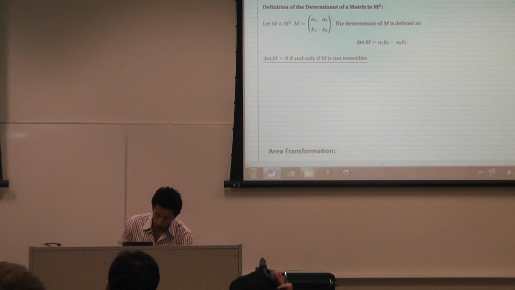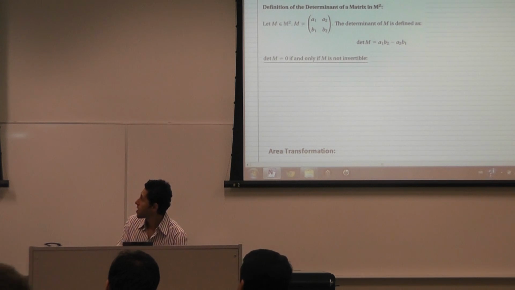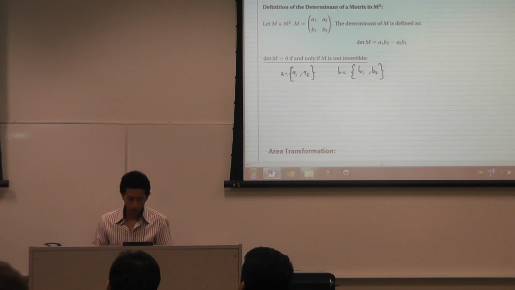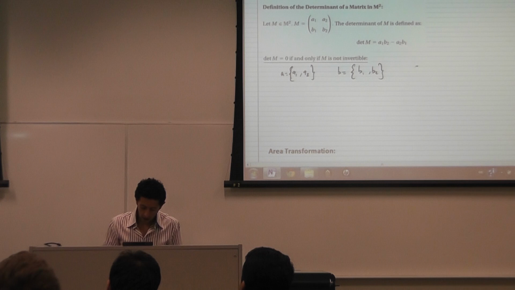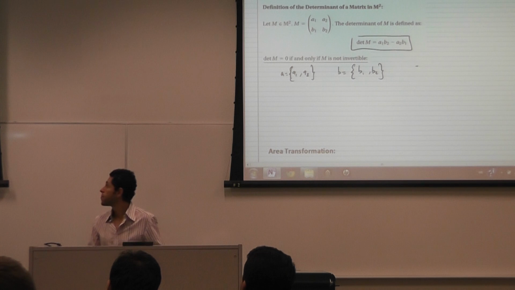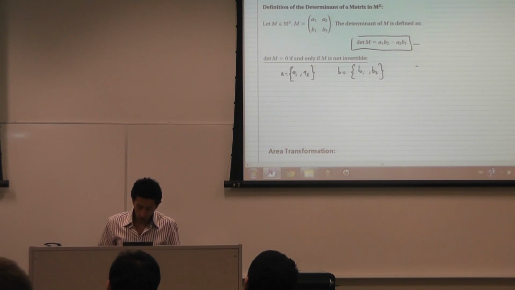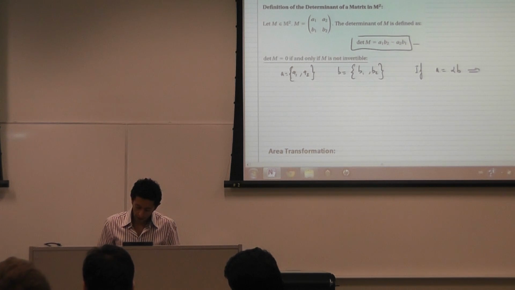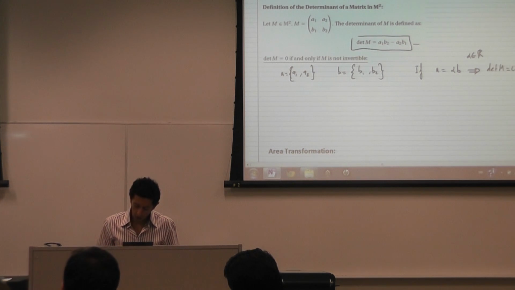In a 2 by 2, if you consider that M is made out of 2 vectors, vector A, which is equal to A1 and A2, and vector B, which is equal to B1 and B2, if you define the determinant like this, A1 B2 minus A2 B1, so this is the definition of the determinant, you'll find that if A is equal to alpha B, where alpha is a real number, you'll find that the determinant of M is equal to 0.